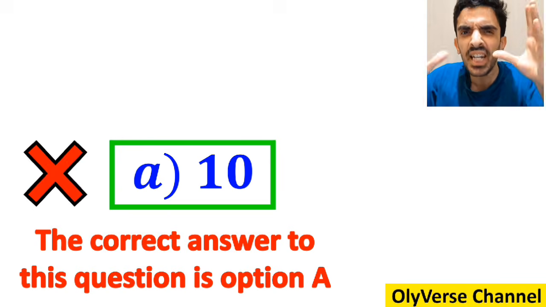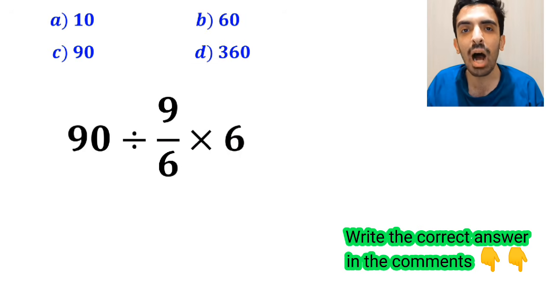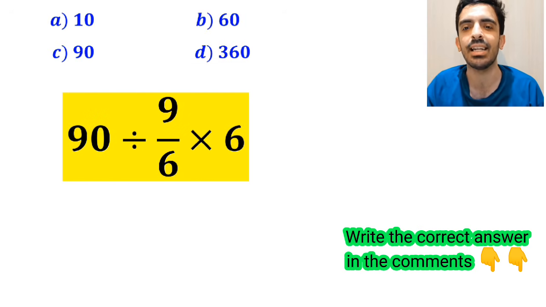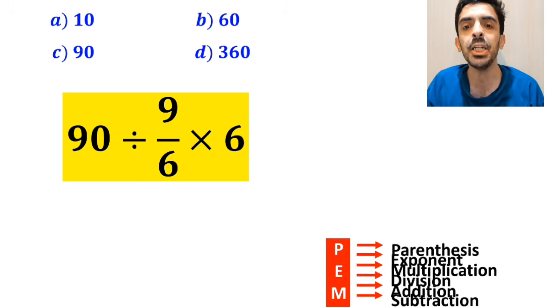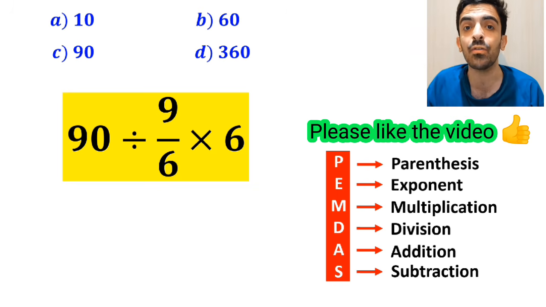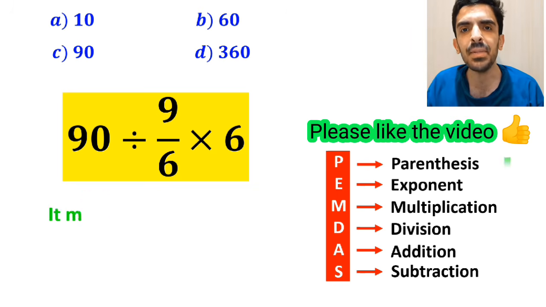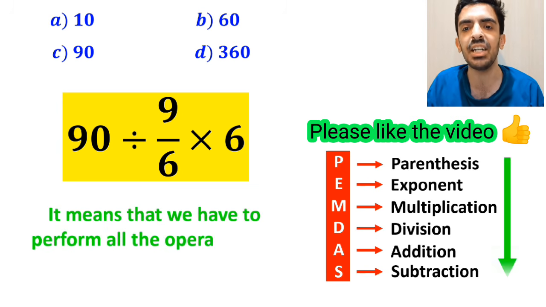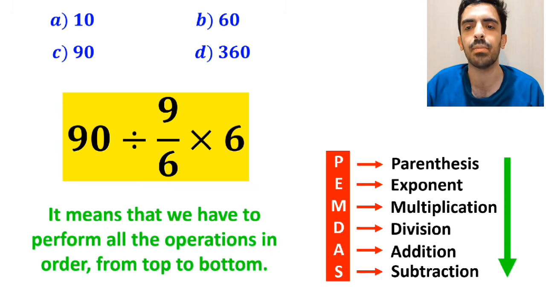However, that's definitely wrong. Now let me show you how to solve this expression correctly. To solve this question, we need to follow the PEMDAS rule exactly as I've shown on the screen. It means that we have to perform all the operations in order from top to bottom.